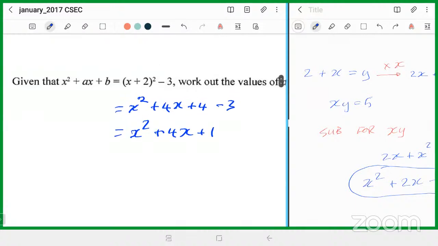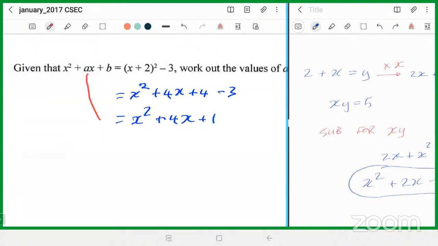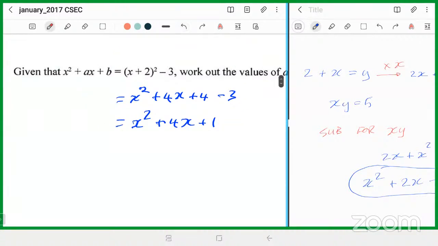Then you can clearly see now that the a is 4 and the b is the 1. If you compare the values, this x squared is there already, but the number in front of x is 4 and the number in the constant term is 1. So based on that, quite easy. This is this. So the a equals 4 and the b equals 1. That is it.